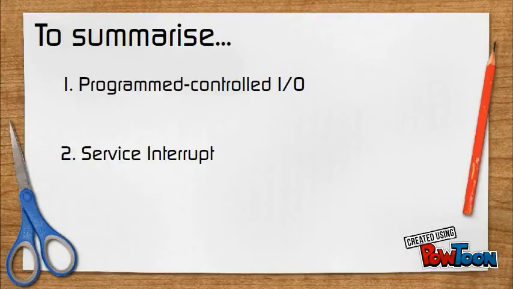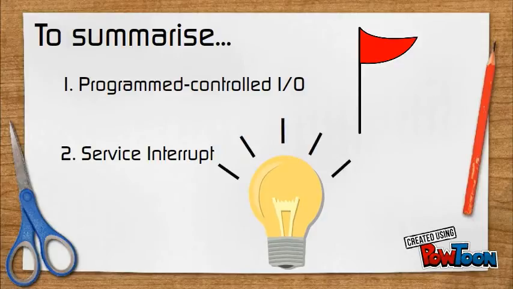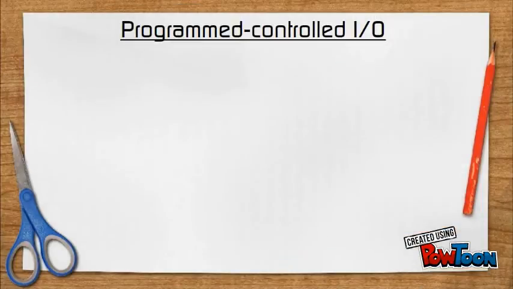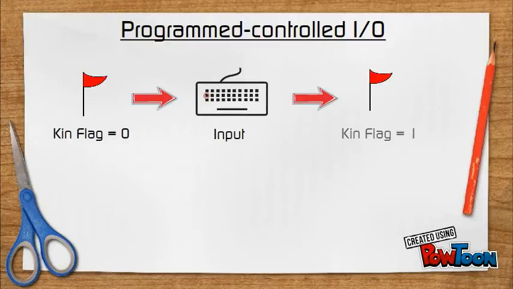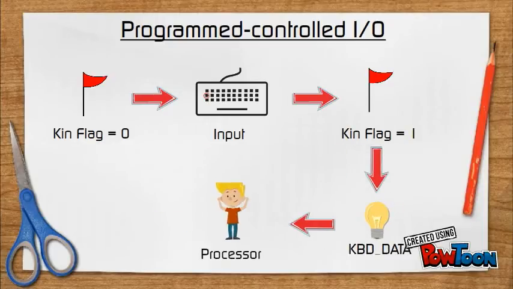To summarize, there are two input-output handling approaches: program-controlled input-output and interrupt-based. In program-controlled, the KIN flag is initially set to 0. However, an input from the keyboard will set the KIN flag to 1. Thus, there is data in the keyboard data that the processor will collect. After that, the KIN flag is set to 0 again.